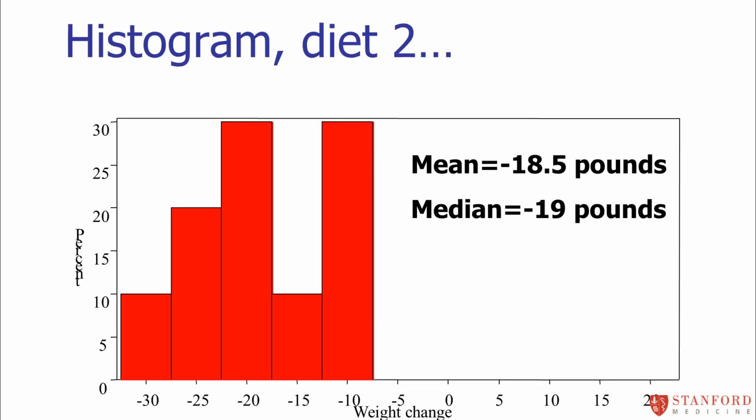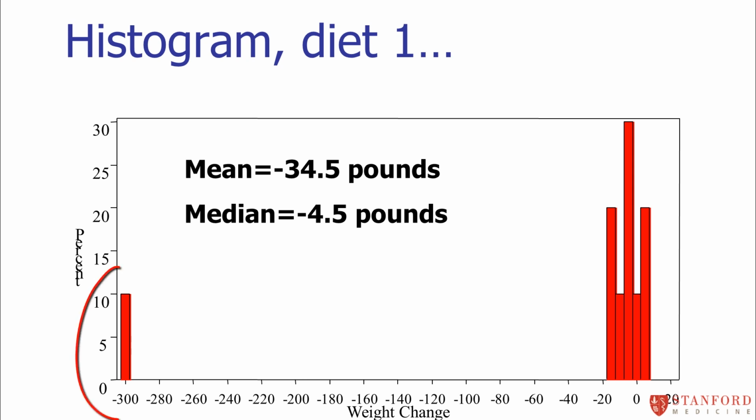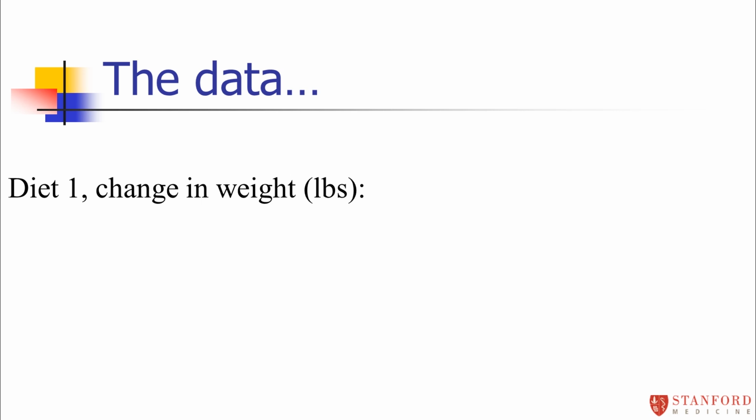But let's look at the data more closely. When you look at the histogram for diet 2, it turns out that the mean was a loss of 18.5 pounds. The median is a loss of 19 pounds. It's not exactly a normal curve, but might be close enough to a normal distribution. However, when you look at the histogram of the raw data from diet 1, it turns out that there was one person in that group of 10 who lost 300 pounds. So the mean weight loss was huge, 34.5 pounds, but that's mostly driven by that one person. The median loss was only 4.5 pounds. If you were to analyze these data using a two-sample t-test, you would not find a significant difference between the groups.